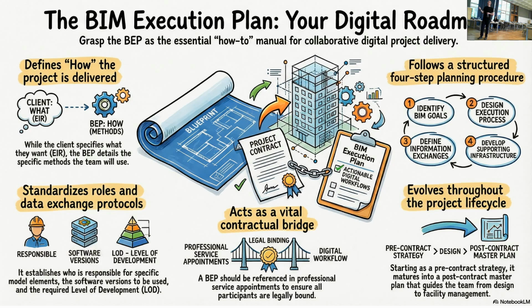Basically, it's a 4-step planning procedure. We identify the BIM goals, then we design how the BIM will be executed, the design execution process. Then we define information exchange. Then we develop supporting infrastructure. So who is going to give whom what kind of information, and to be able to create that, what kind of supporting infrastructure do we need? Like we need Revit software, we need these computers, we need scanners on site. There are all kinds of things that you can think of. So that's the idea.